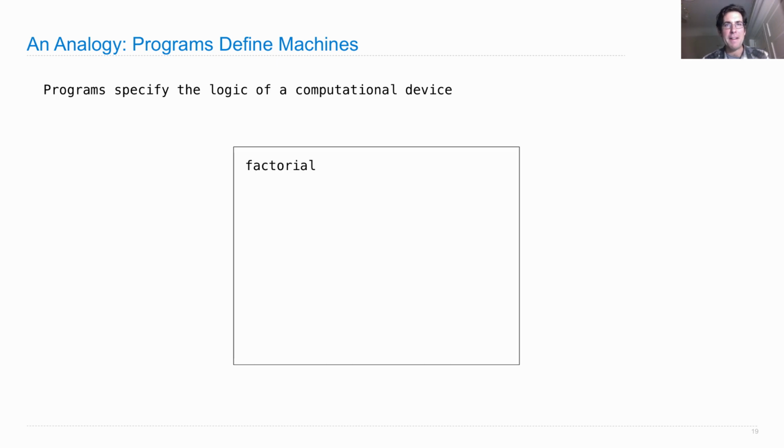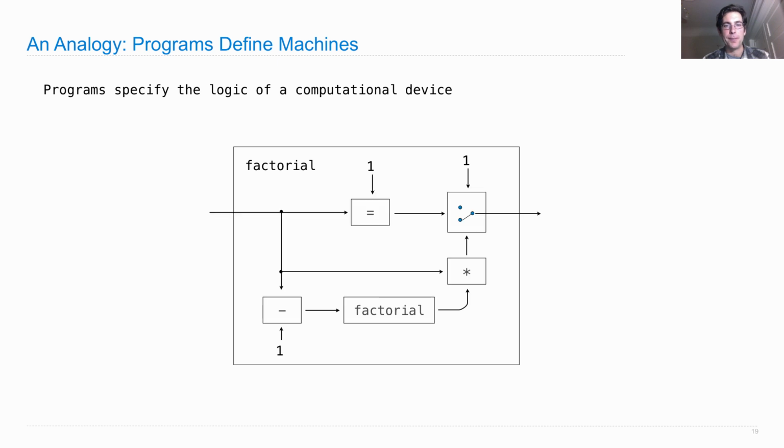So if we create a device that computes factorials, well, it might look like this, where it says, if the input is 1, then we just have 1. Otherwise, we have to multiply the input by 1 minus the factorial of the input. And factorial here, of course, is just another copy of this computational device. So 5 comes in, 120 comes out, 5 factorial.